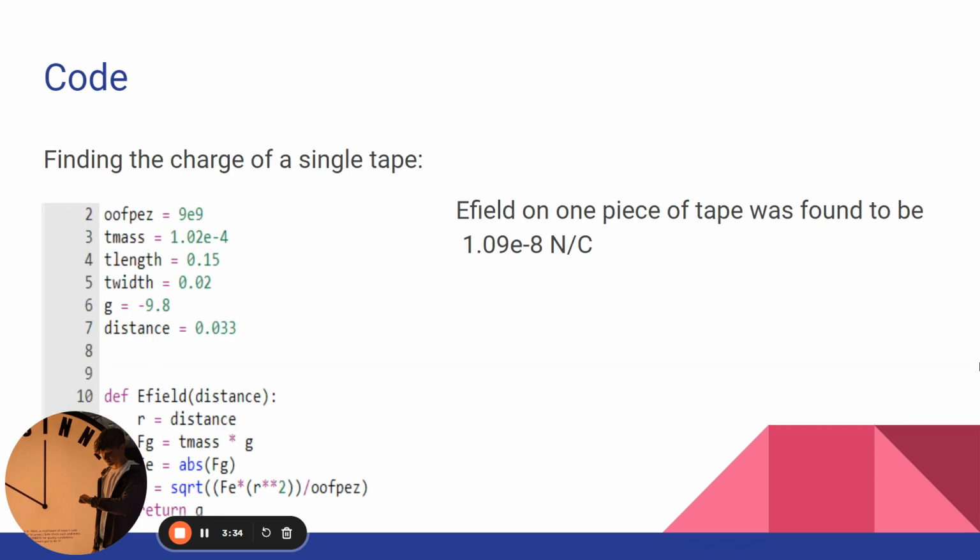So as far as the code goes, in order to find the charge of the single tape, you had to define the electric field, doing this by distance, and then finding how powerful the electric field needed to be to repel gravity. So you had to calculate for gravity using mass times the gravity constant of negative 9.8. Then you take that absolute value to find the electric force, and then using the electric force, you can put that into the Coulomb's law equation in order to find what the charge would look like. And the electric field on one piece of tape was found to be 1.09 times 10 to the negative 8 newtons per coulomb.